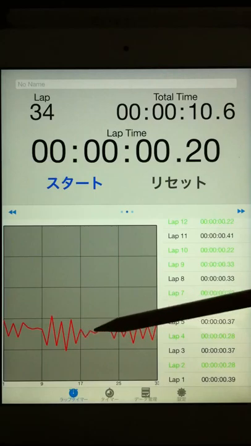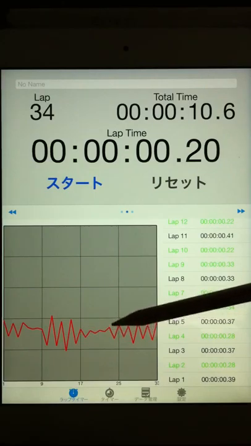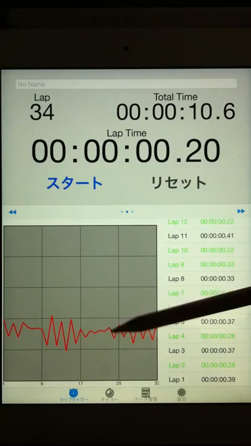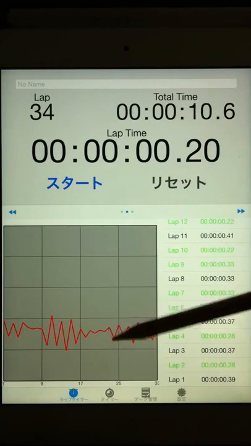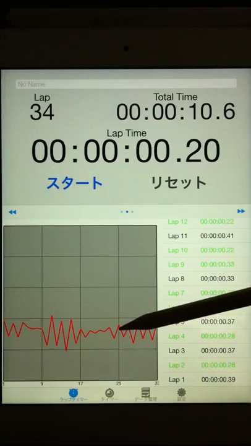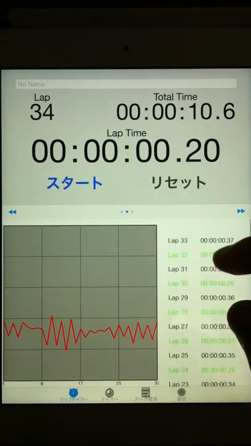And modest bounce, almost even bounce, even bounce. This bounce is probably 1-6 or less.